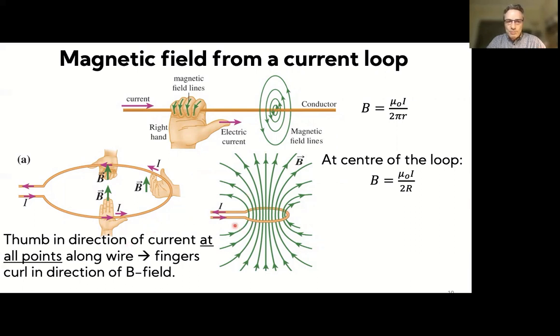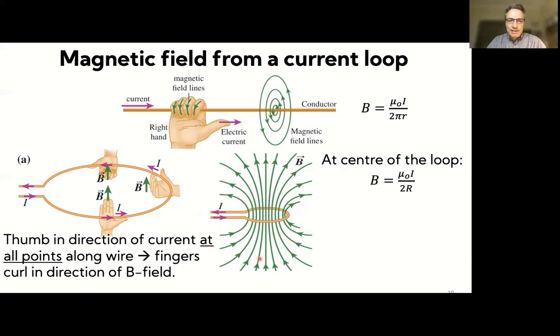So for a loop, this means that your magnetic field essentially is going to look like this, okay? And so we get this from that same right-hand rule. You grab the wire with the thumb in the direction of the current along all points on the wire. You see that at all points, the magnetic field is actually pointing up. So this is how you would draw the magnetic field line.